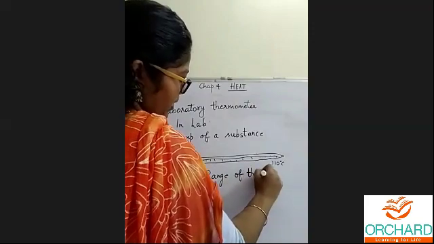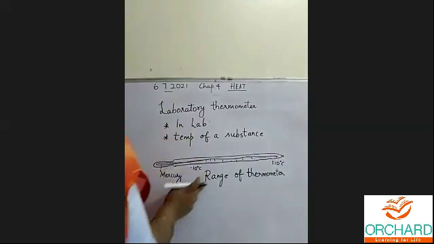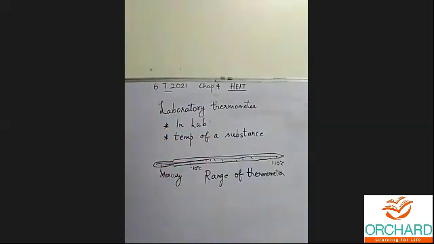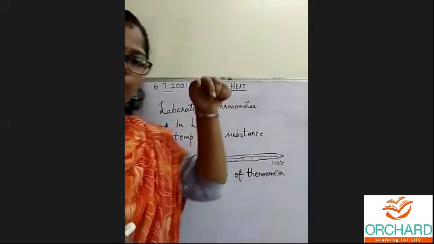So the range of thermometer will vary from thermometer to thermometer. For laboratory thermometer, the range of thermometer is this, and for clinical thermometer, the range of thermometer will be different. Okay, so we can read the temperature shown by the thermometer corresponding to the mercury thread. Now, when you put this part, now this is like this, right? So this mercury part should be put into the liquid.